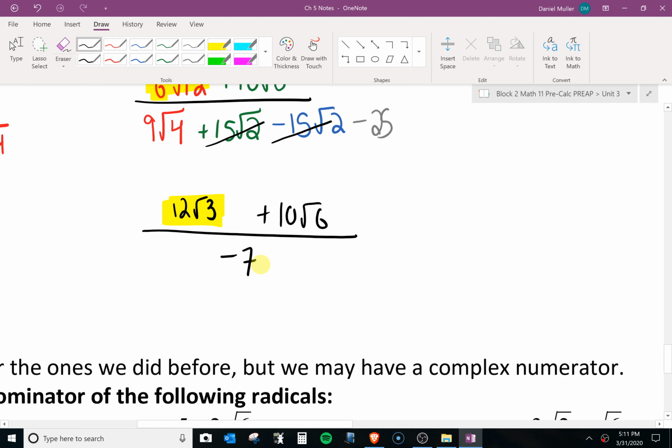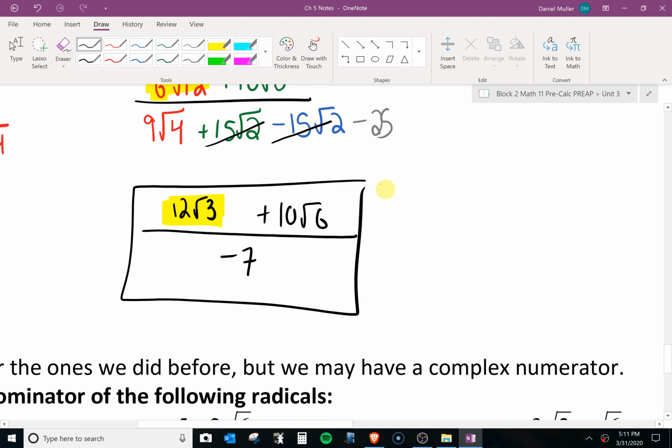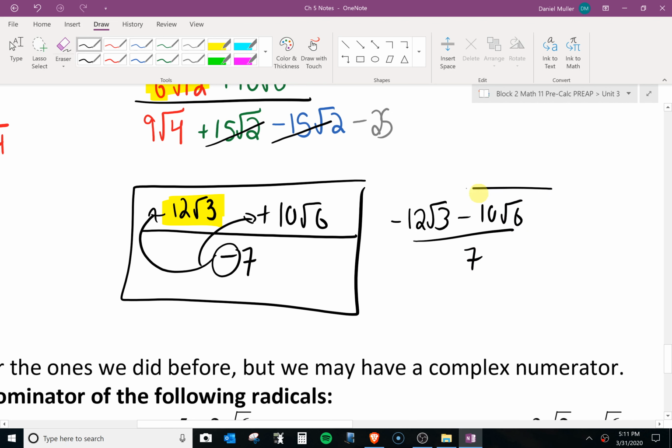And for simplicity, we can leave it there. However, if you did want to bring this negative up to the top, you could. You would have to take the negative and throw it into everything. So you could have a negative 12 root 3, positive, and a negative 10 root 6, and then keep the bottom as a positive. So that is an option.